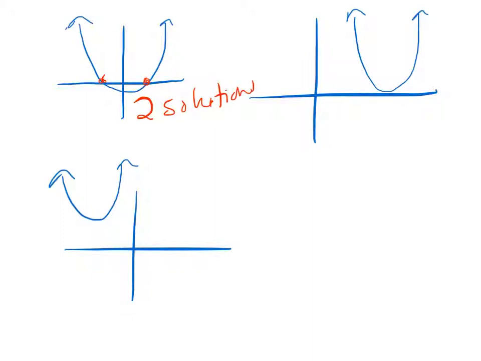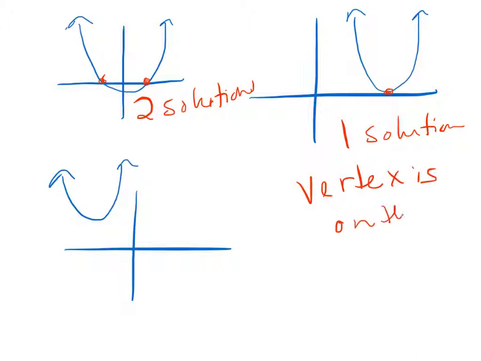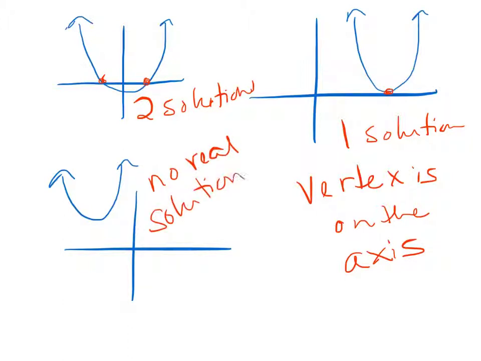Over on the right-hand side, we have a quadratic, and it looks like it's resting right on the axis. That's going to have one solution. The vertex is on the axis. The last one down here on the bottom doesn't touch the axis at all, so we say that this one has no real solutions. And coming up in later sections, we'll be able to figure out what the complex solutions are for that.